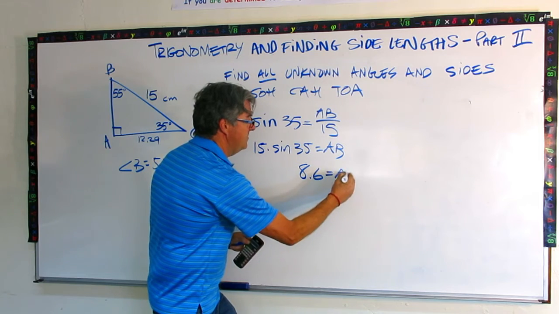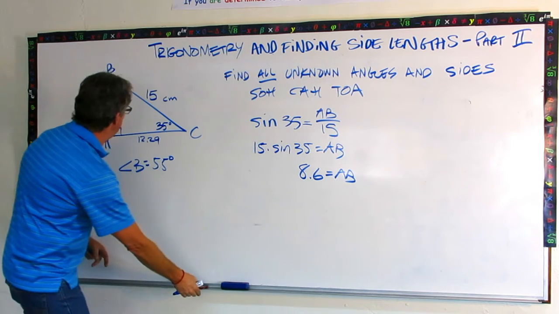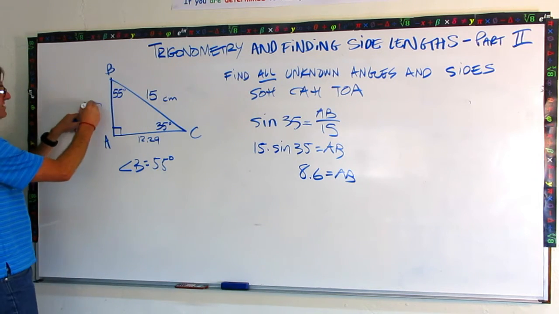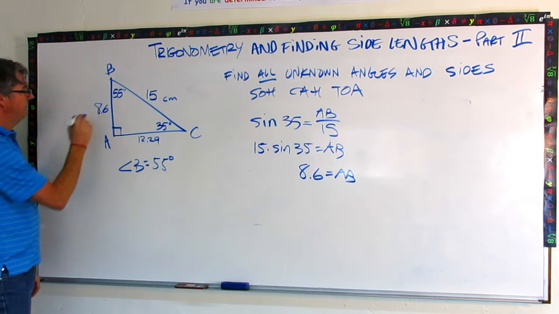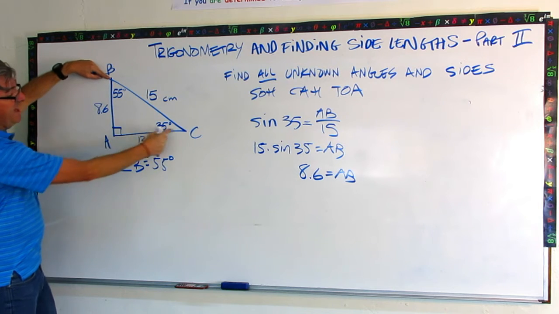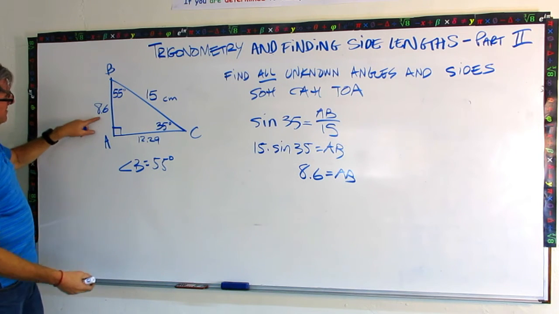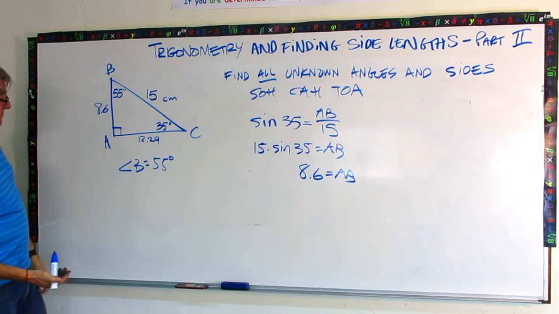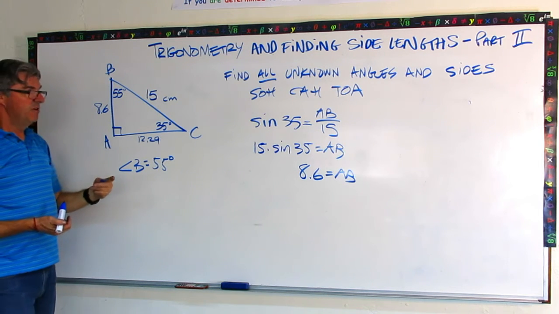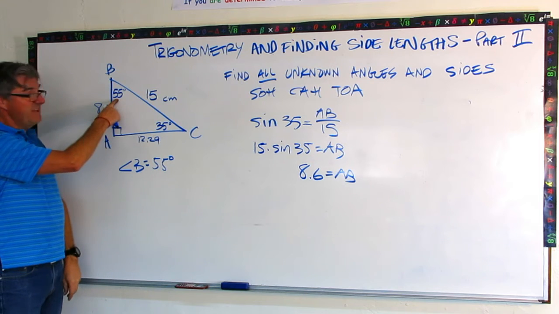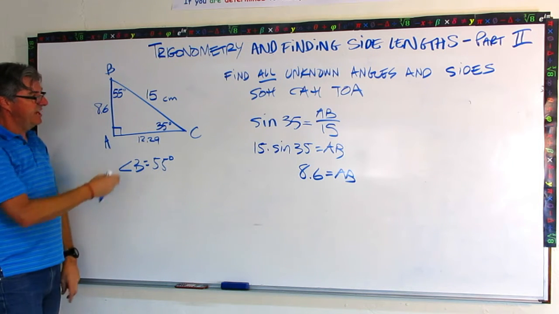8.6 equals AB. And let's take a look at our diagram. Does that make sense? If this is 8.6, yeah, that makes sense. This is quite a bit less than the hypotenuse. It's a little more than half. That kind of looks about right. Okay. Now, we found everything. We found the other angle, and we found the two sides.